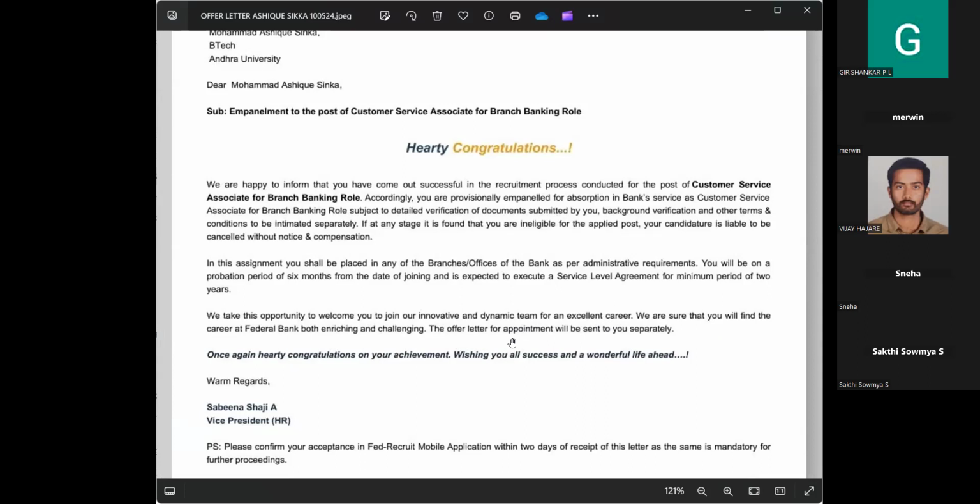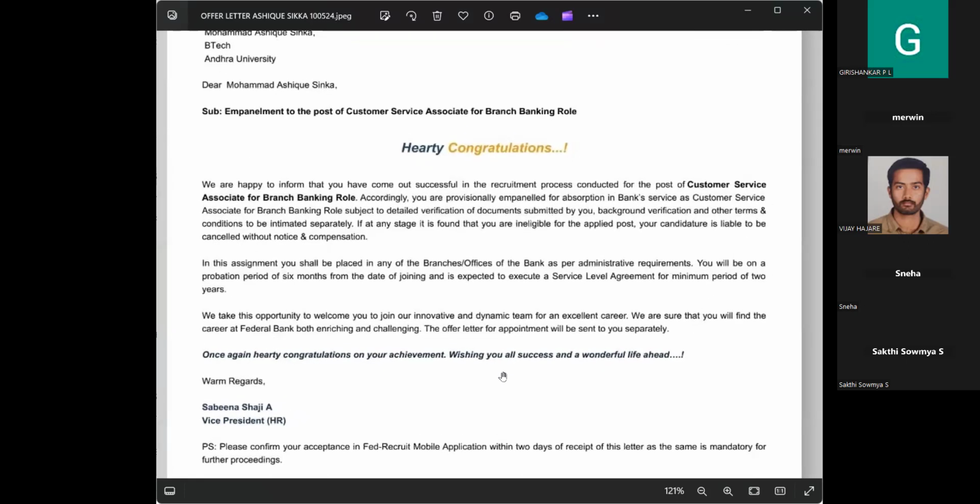The offer letter for appointment will be sent to you separately. Once again, hearty congratulations on your achievement. Wishing you all success and a wonderful life ahead. Warm regards, Sabina Saji, Vice President HR. PS. Please confirm your acceptance in Fed Recruit mobile application within 2 days of receipt of this letter, as the same is mandatory for further proceedings.